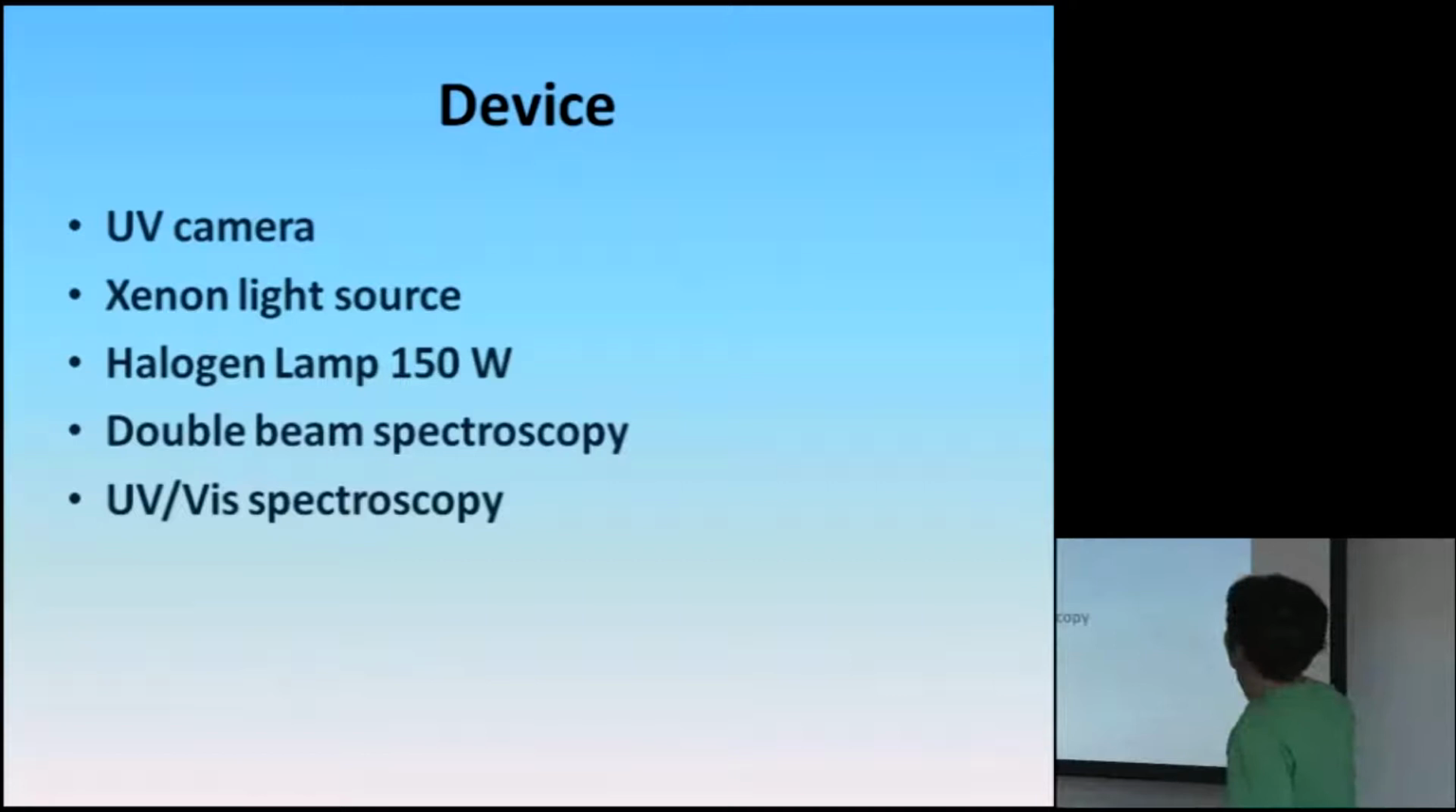These are my observations. I use a UV camera, a xenon light source, a halogen lamp that has power of 150 watts, double beam spectroscopy, and the last one, UV visible spectroscopy.